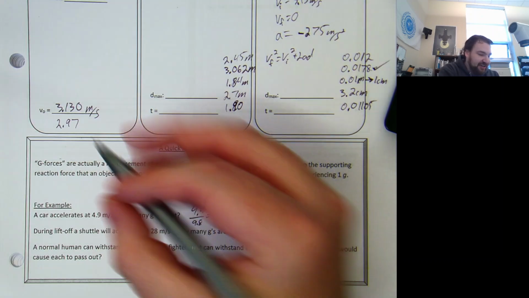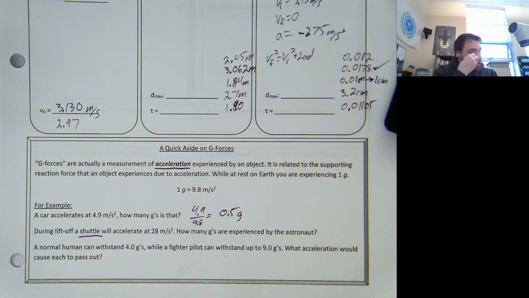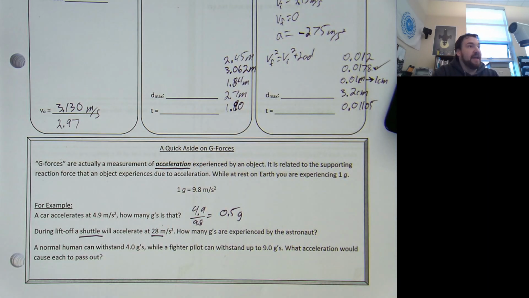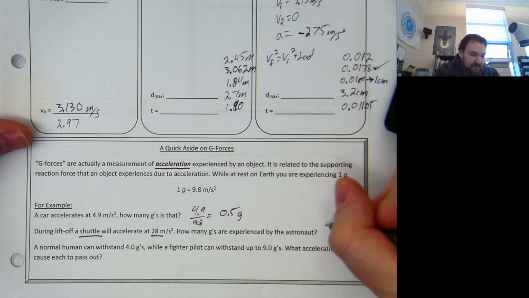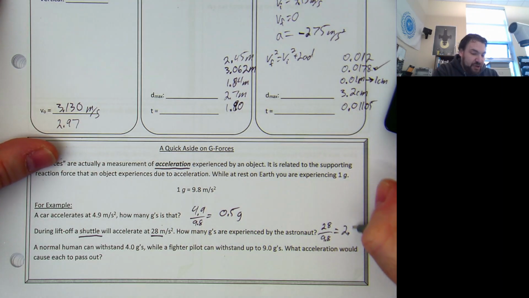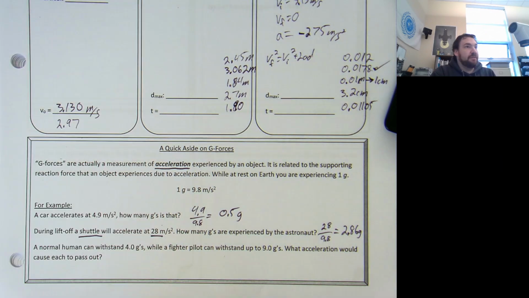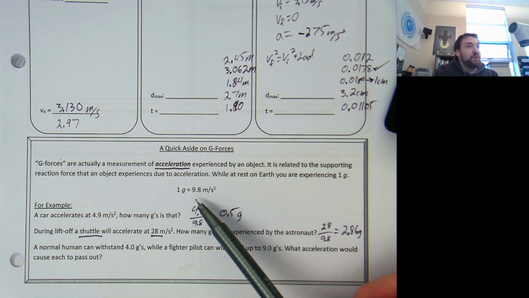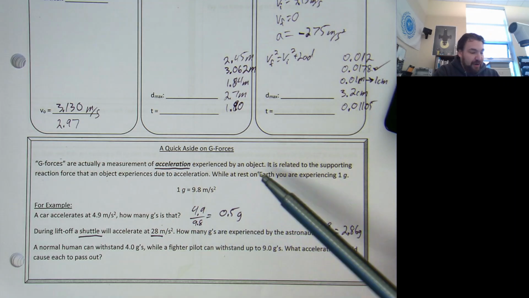Conversely, the space shuttle doesn't exist anymore, which is really sad. But during liftoff, the space shuttle accelerated at 28 meters per second squared straight up, which is pretty impressive. That value is kind of ridiculous. How many G's is that? Well, how many times greater is 28 than 9.8? So you take your acceleration, you divide it by 9.8, and you get how many G's this would be. This is 2.86 G's. So G-forces are all based on what your multiplier is compared to the acceleration due to gravity.